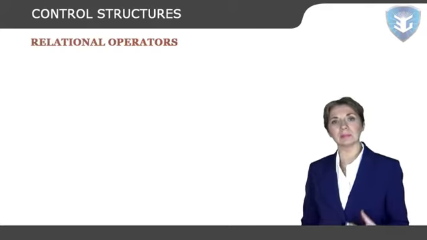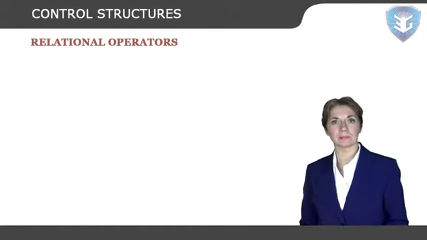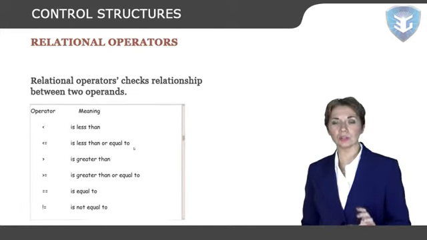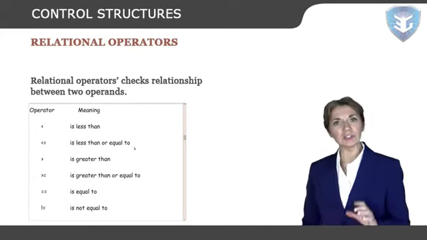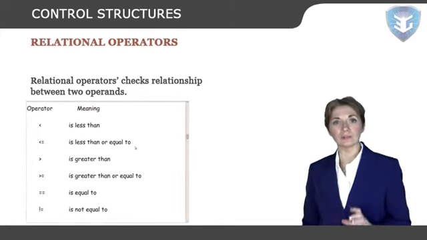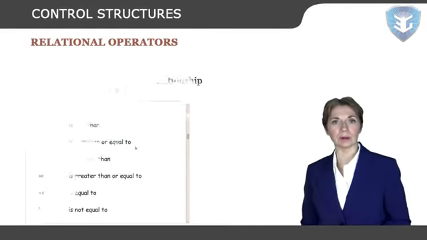Now let's talk about the relational operator. Relational operators check relationships between two operands. If the relation is true, it returns value 1, and if the relation is false, it returns value 0.